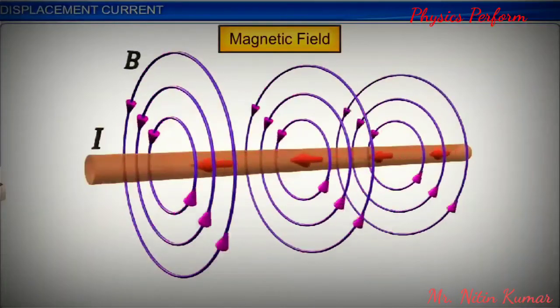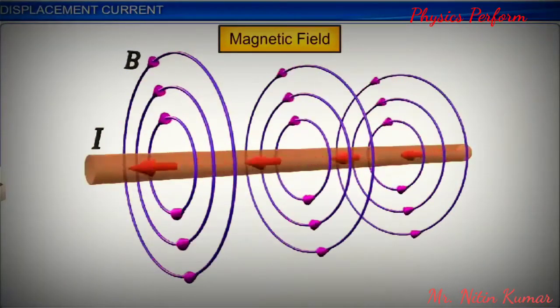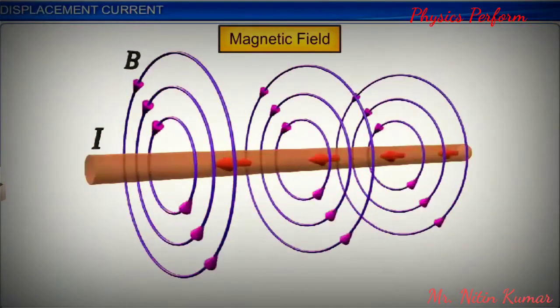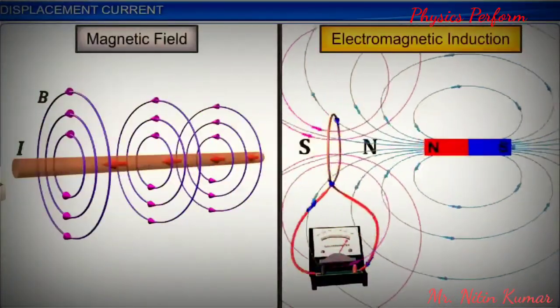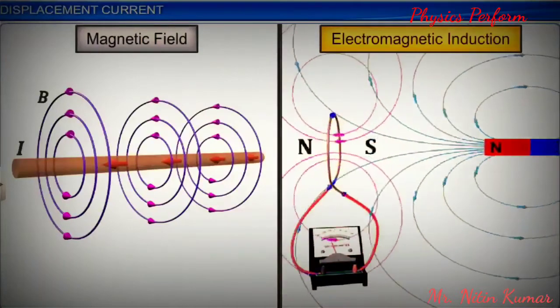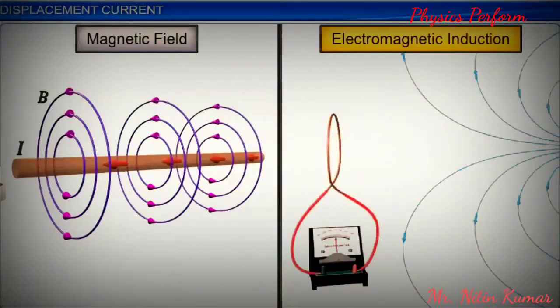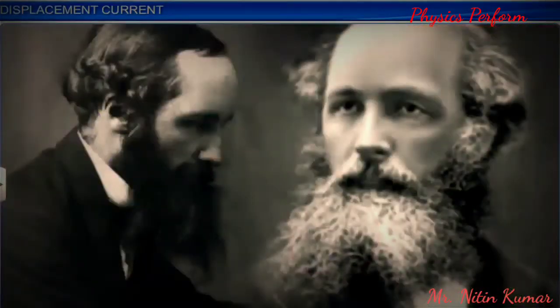As we have learnt earlier, a constant current carrying conductor produces a magnetic field around it, and a change in the magnetic field with time induces an electric current in a closed conducting loop. Maxwell showed that a change in the electric current or the electric field with respect to time produces a magnetic field.